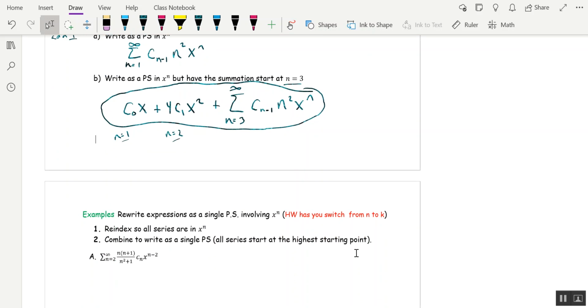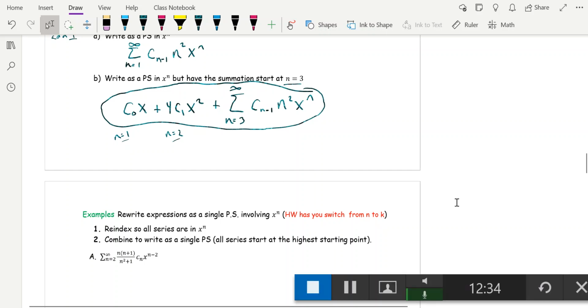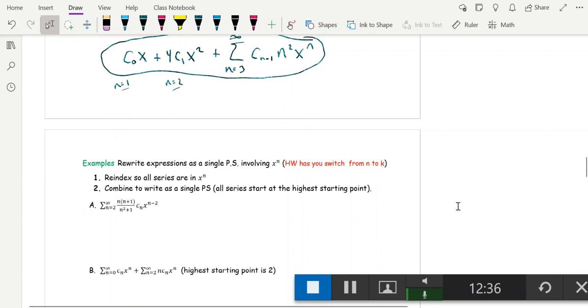Okay, so now we're going to do some examples, and we're going to do 2 things for each example. By the way, your homework is going to have you switch from an n to a k, but I don't see any reason to do that, and you'll see what I mean when you get there. We're going to reindex so the series starts in x to the n, and then we're going to combine. If there are two power series or more, we'll combine them to write as a single power series.